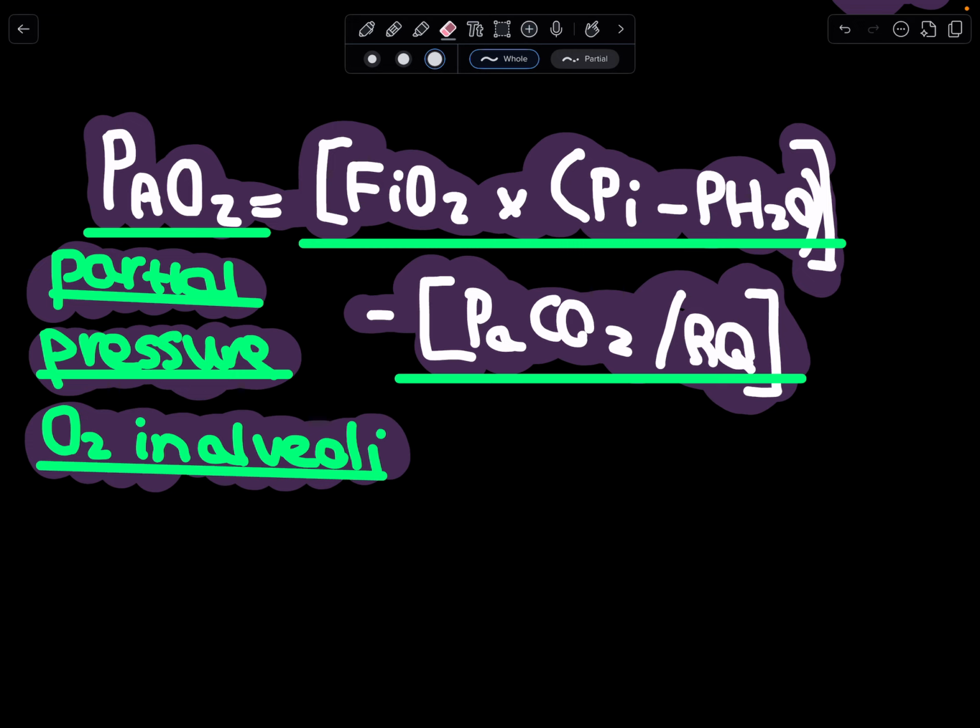The PaCO2, the partial pressure of CO2 in the alveoli, affects how much oxygen can stay in the alveoli. Dividing PaCO2 by RQ adjusts for the fact that CO2 production and O2 consumption aren't always equal, depending on what your body's burning, like carbs, RQ equals 1, or fats, RQ equals 0.7. This keeps the equation accurate for calculating the alveolar oxygen pressure, PAO2. Want me to run through an example to show how RQ fits in?